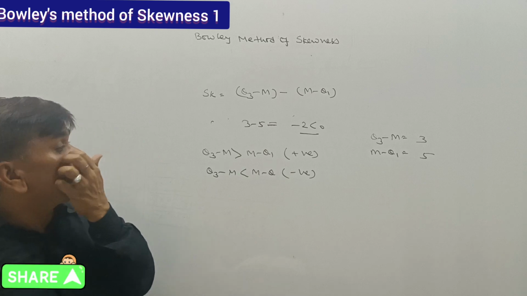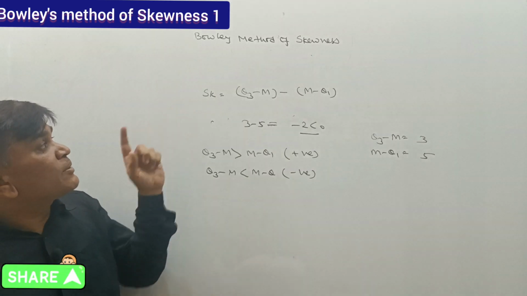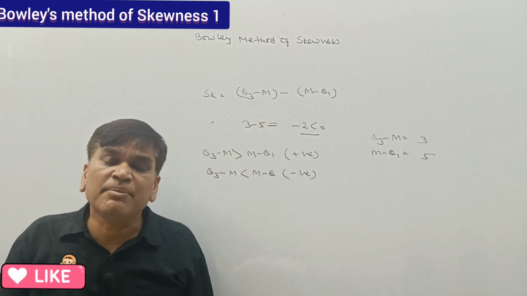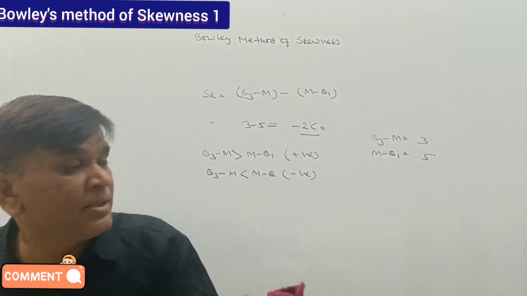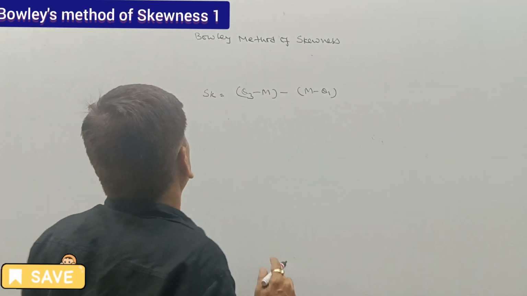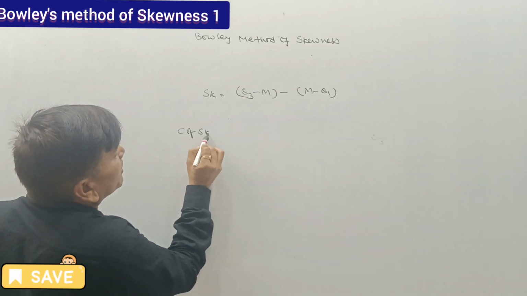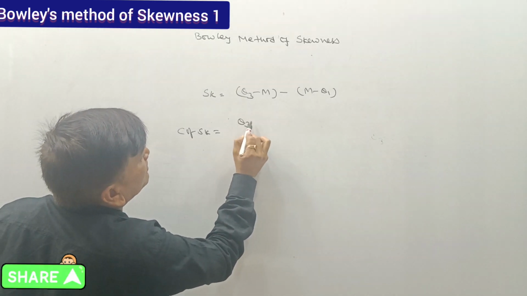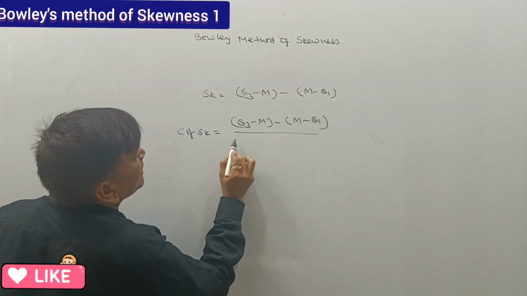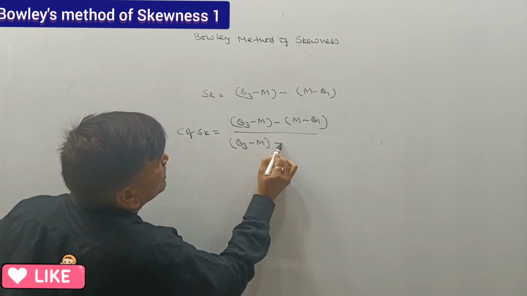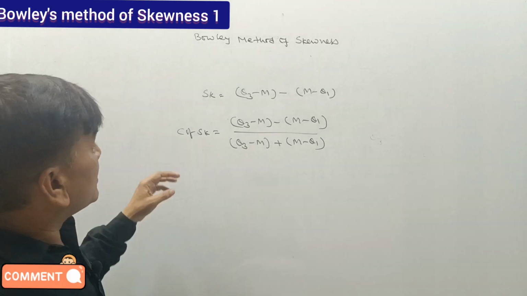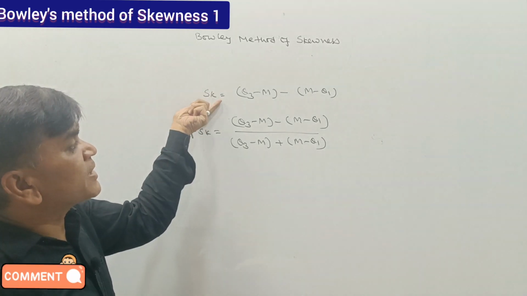For calculating the skewness value, we use the formula Q3 minus M minus M minus Q1, and then the coefficient of skewness. The coefficient of skewness by the Bowley method is Q3 minus M minus M minus Q1, divided by Q3 minus M plus M minus Q1. This is the coefficient of skewness, and the numerator is the skewness.